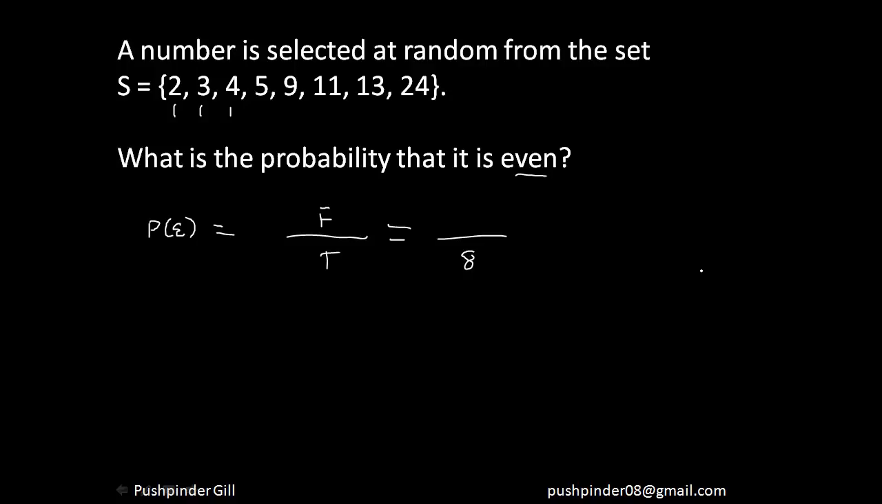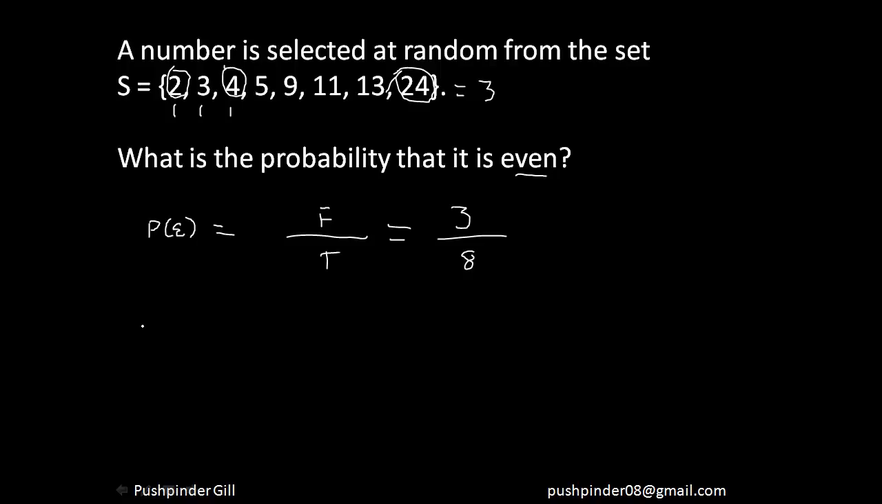Now it's my turn to see the total number of favorable cases that I have. The number has to be an even number. So 2 is an even number, 4 is an even number, similarly 24 is an even number. So my number of favorable cases counts up to 2, 4, 24, that is 3. So the number of favorable cases is 3. That means my probability of selecting an even number out of this is 3/8.